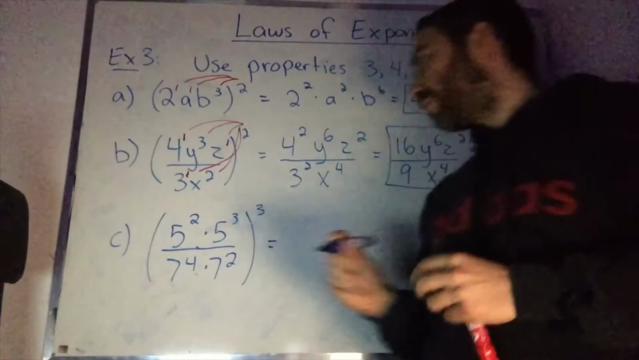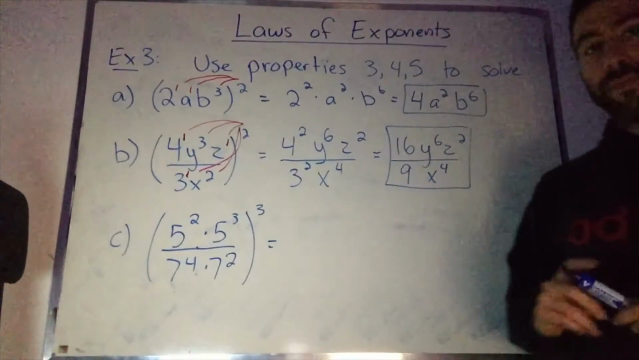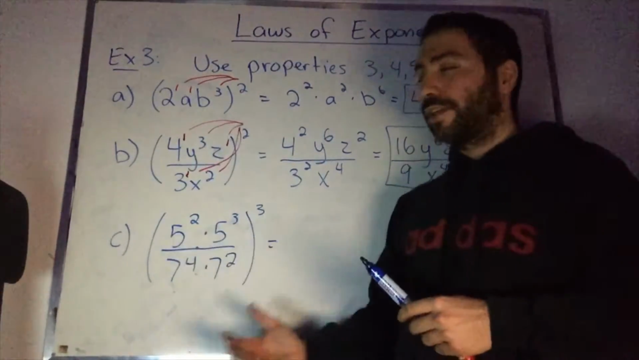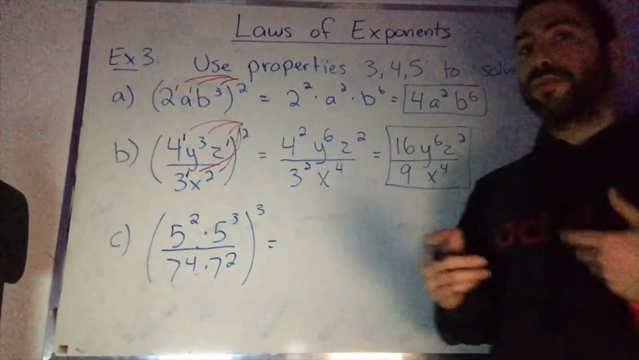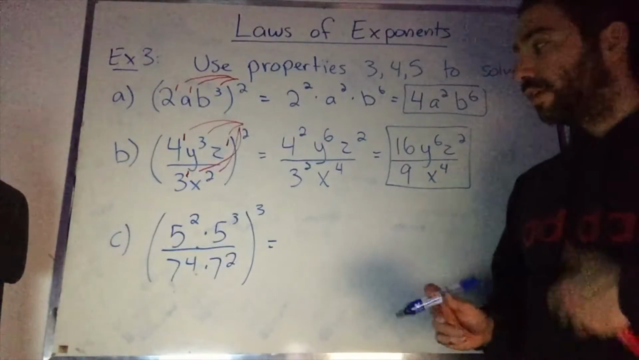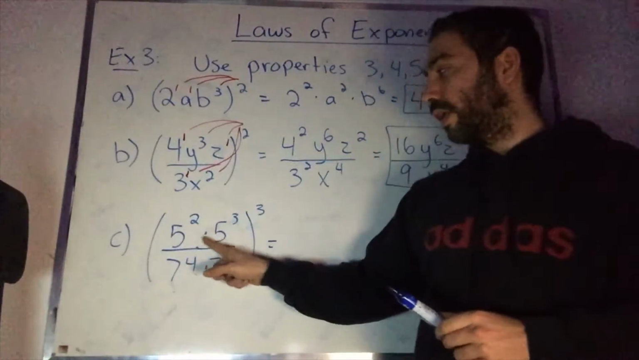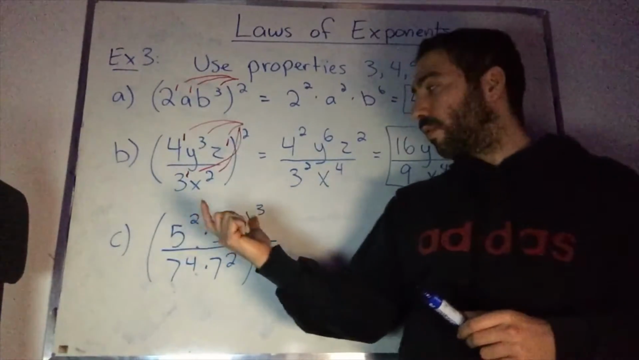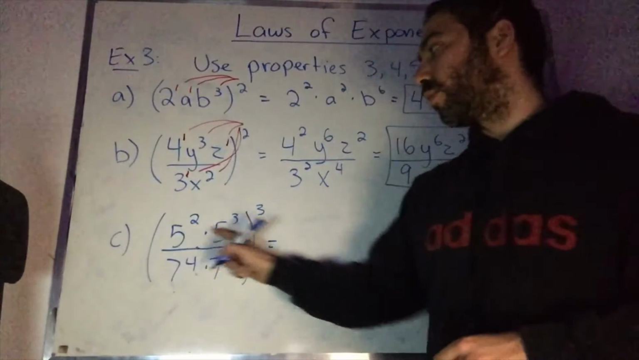Now last, let's look at C. C looks a bit intimidating because instead of x's and y's, we have just numbers. So you could actually attempt to do this on the calculator, but it's actually easier to use your properties as opposed to plugging this into the calculator. So using our properties, what I first noticed is the numerator. We have 5 to the 2 times 5 to the 3. So I would like to combine those numbers. Use property 1 where we have to multiply.